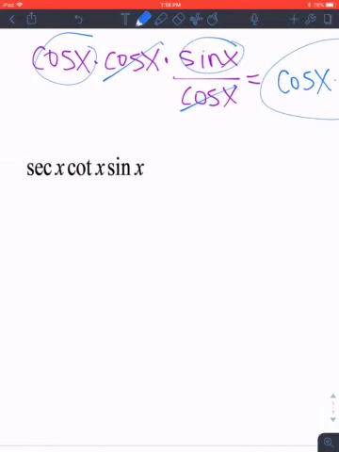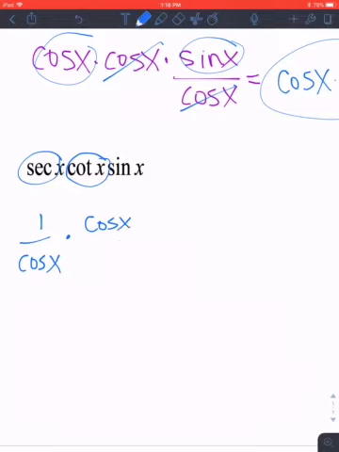All right, so the next one, we've got a secant, which is a reciprocal, and cotangent, which is a reciprocal. And again, I'm going to put things in terms of sine and cosine. So secant is 1 over cosine of x. Cotangent is 1 over tangent, but again, I don't see tangent anywhere else in the problem, so that's probably not going to be helpful. So I'm going to turn it into cosine of x over sine of x. Okay. And then this is all still multiplied by sine of x.